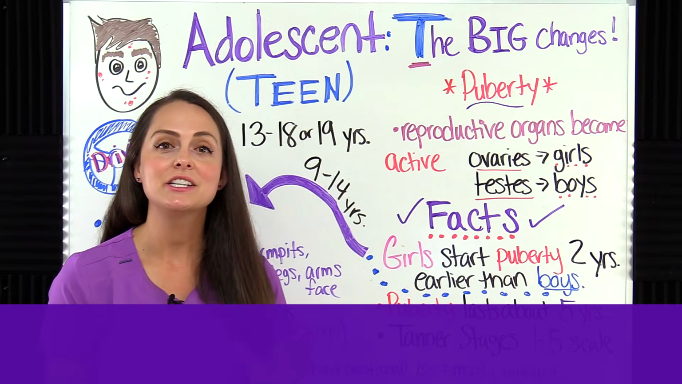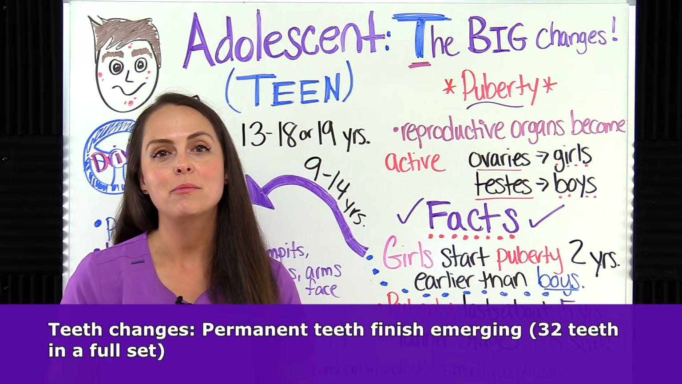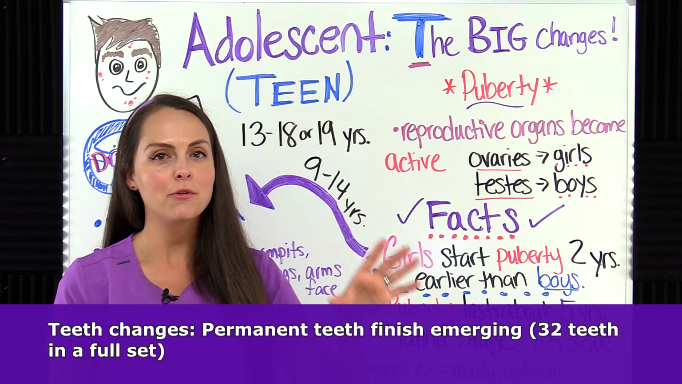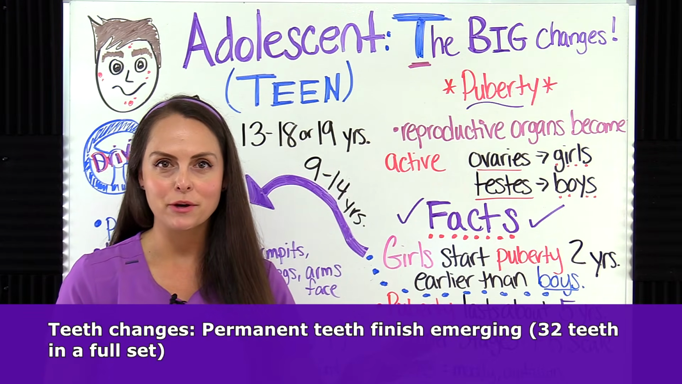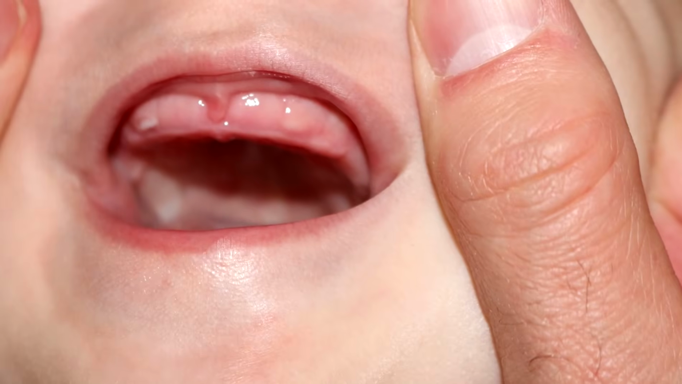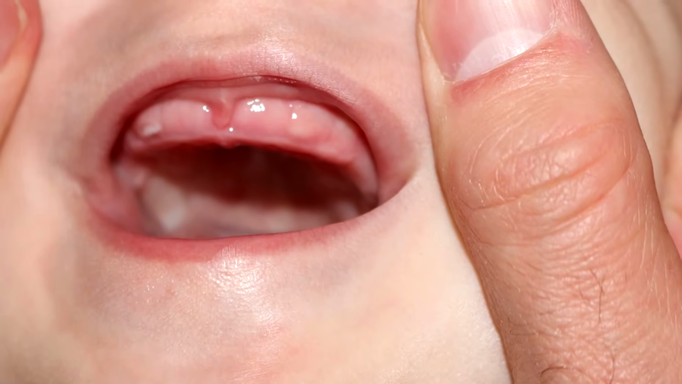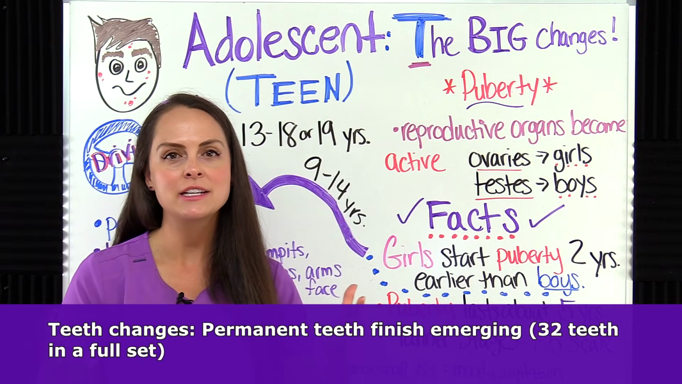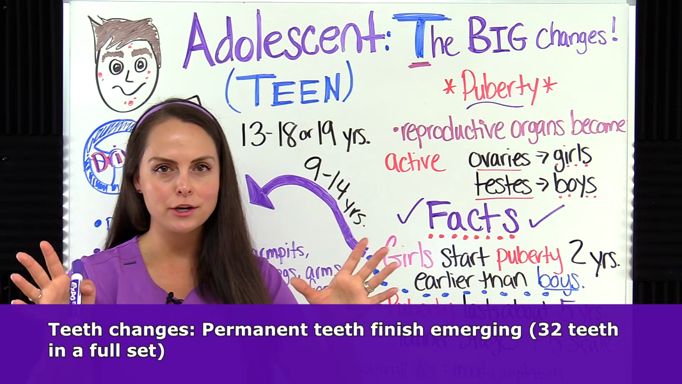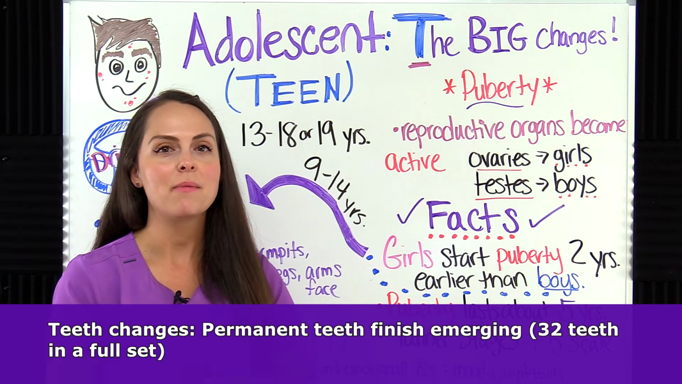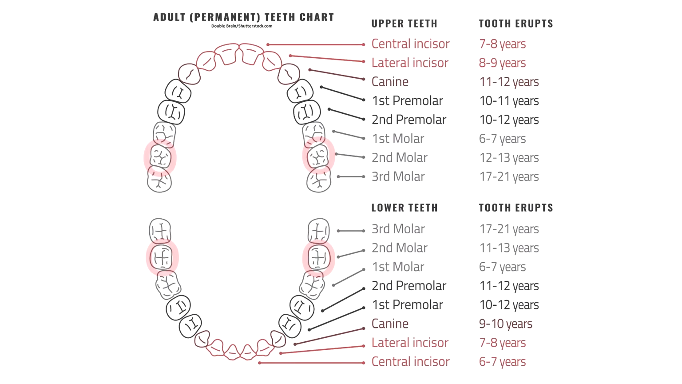Now, some other changes that the adolescent will be going through will be some teeth changes. So before, with our younger age groups, we were cutting teeth, we were losing teeth, but now we're starting to wrap up that process where we're going to fine tune and have all of our nice 32 permanent teeth. So by the age of 13, they should cut their second molars, and then by the age of 17 to 21, those last set of molars, the wisdom teeth, will come in.